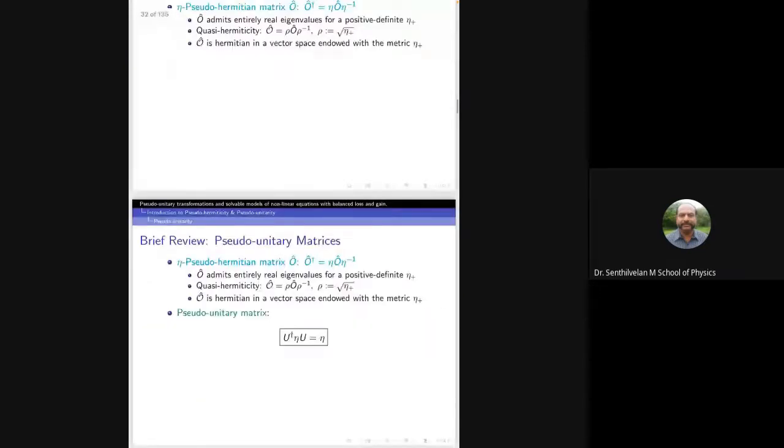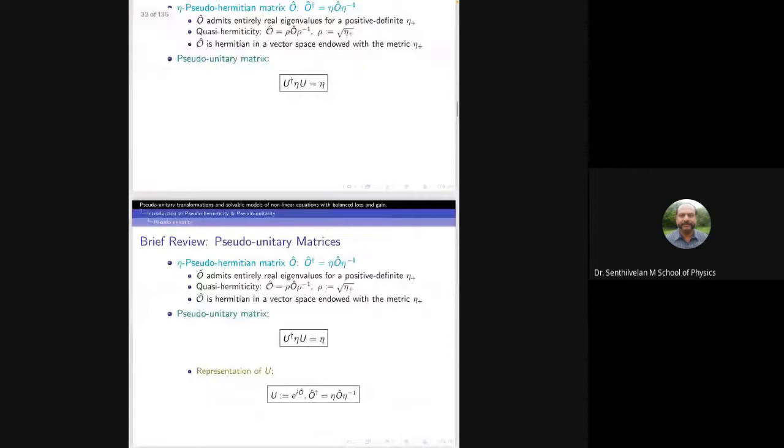So what is the definition of a pseudo-unitary matrix? You are familiar that a unitary matrix is one that satisfies the condition U dagger U is equal to the identity matrix. Pseudo-unitary matrix means, again, introducing the metric operator eta. If U dagger multiplied by eta multiplied by U is eta, then this is called a pseudo-unitary matrix. Again, as one can see, if eta is the identity matrix or identity operator, then we get the standard relation U dagger U is equal to I.